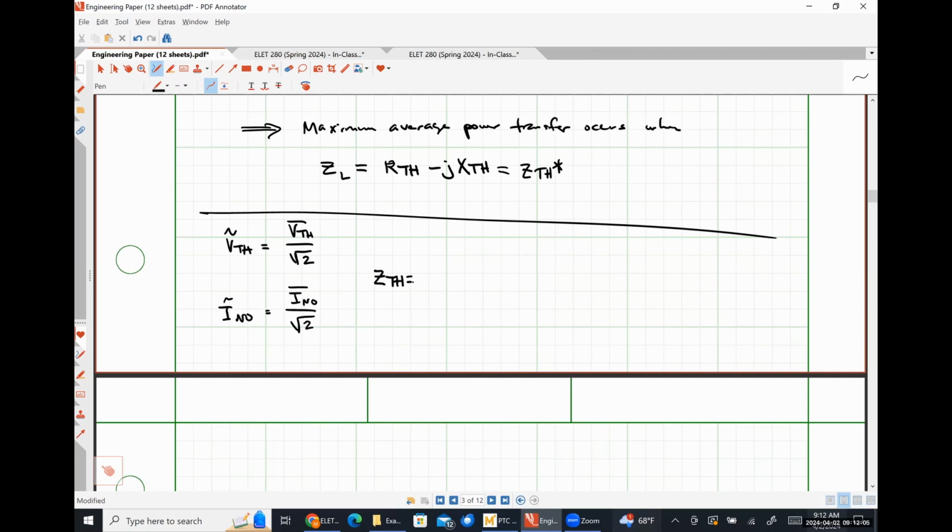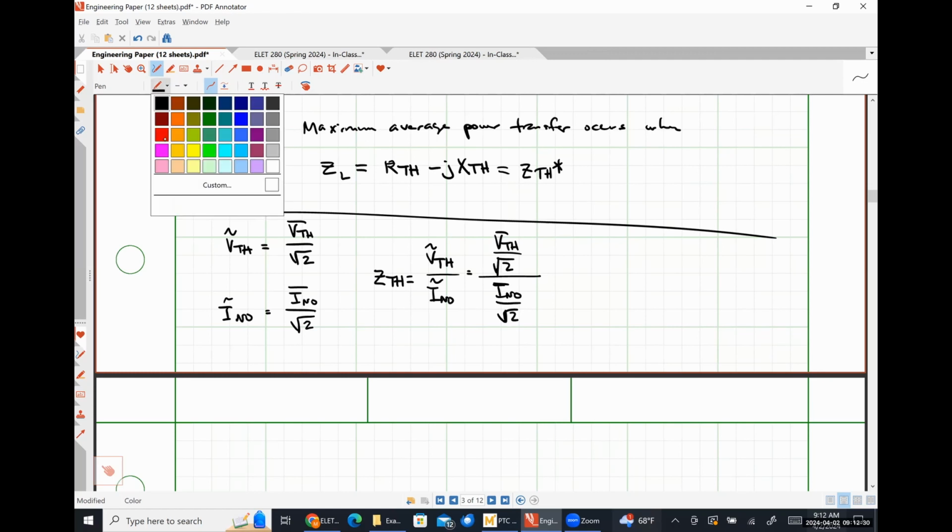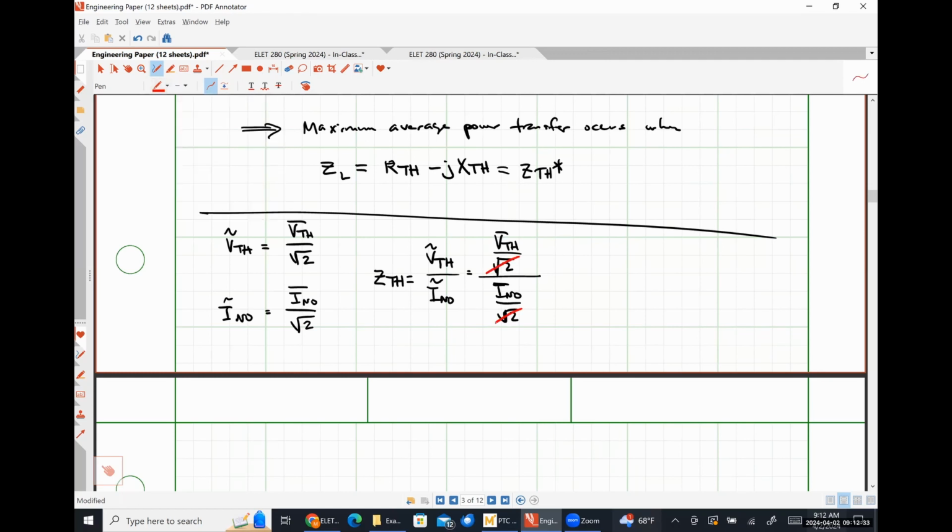Our Thevenin impedance, Z Thevenin, is the ratio of V Thevenin to I Norton, which is V Thevenin over square root of 2 divided by I Norton over the square root of 2. And we can see very easily that that square root of 2 and that square root of 2 cancel each other. So finding Z Thevenin, it literally doesn't matter if we use the RMS phasor voltages and currents or the phasor voltages and currents. The ratio is going to be the same either way. Okay.